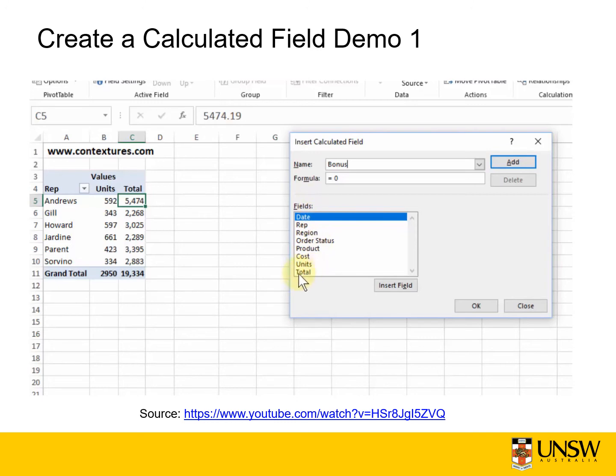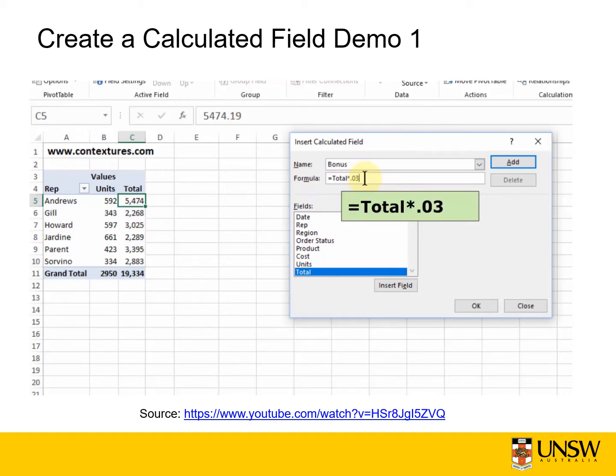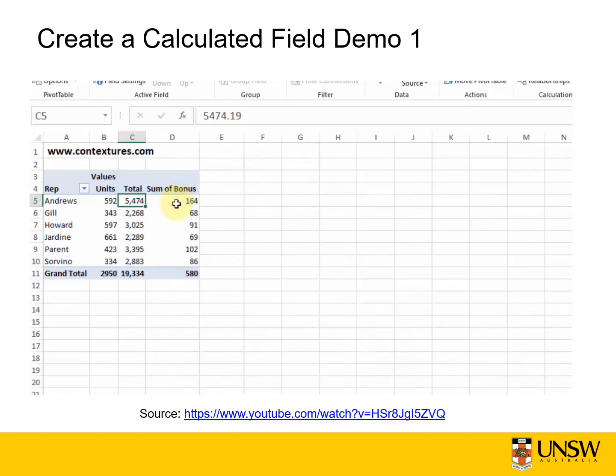We want to do something with this total, so I'll double click. It puts it in there, and for our bonus they're going to get 3% of their sales. So I'll do an asterisk to multiply, and 0.03 would be our multiplier. Click OK, and there's the bonus that each person will get based on 3% of their total sales.